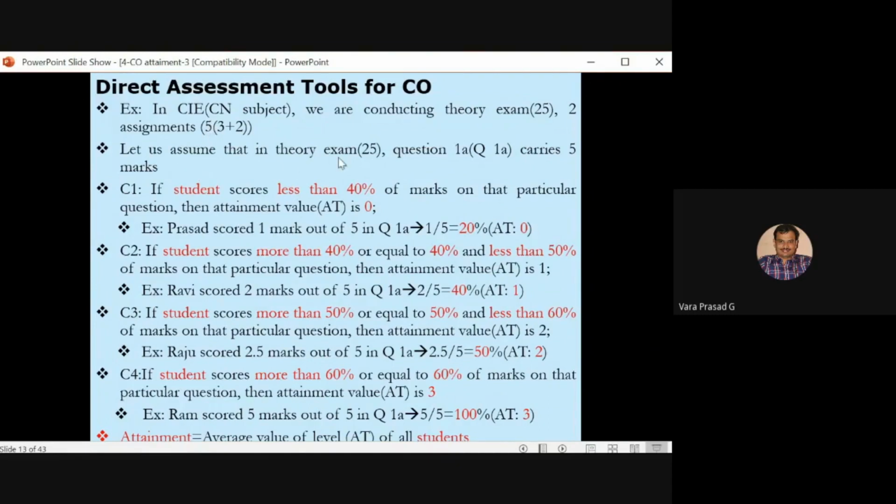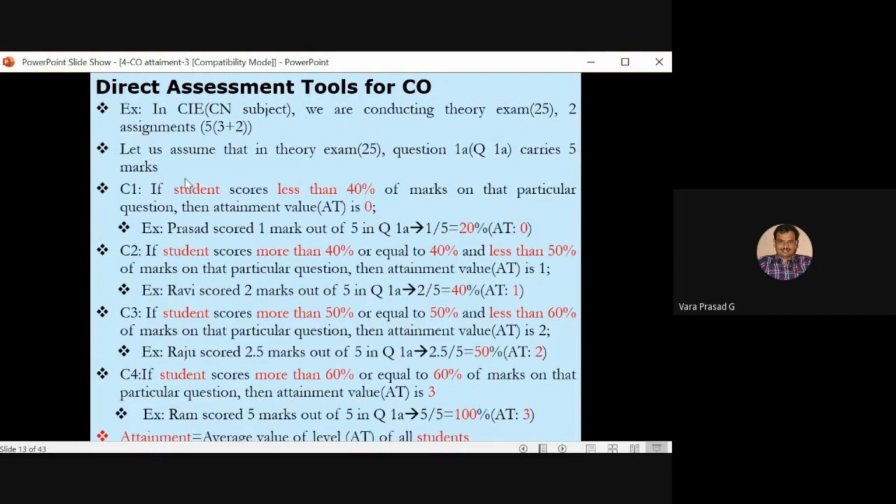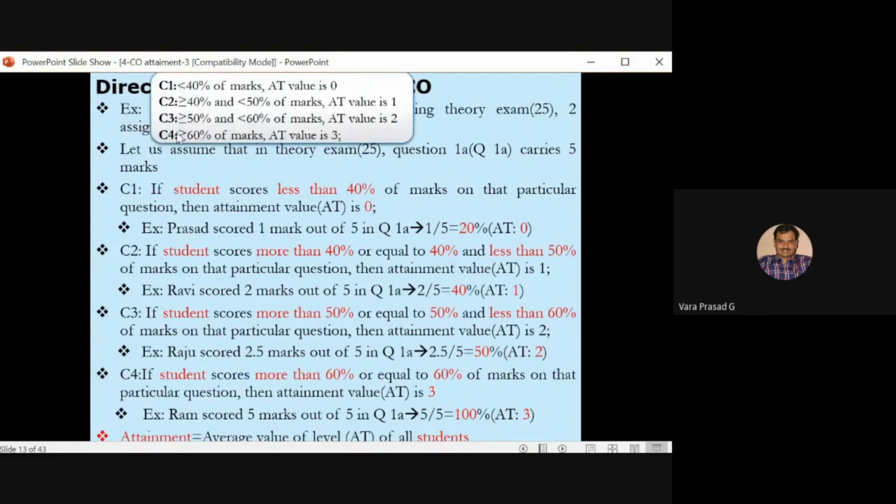Now, assume that in the theory exam, I mean CIE, the total marks is 25. Question 1A carries 5 marks, as in the previous slides. Now, there are 4 conditions we use here to measure the CO. Condition 1: if any student scores less than 40% of the marks, then the attainment with respect to that particular question is 0.